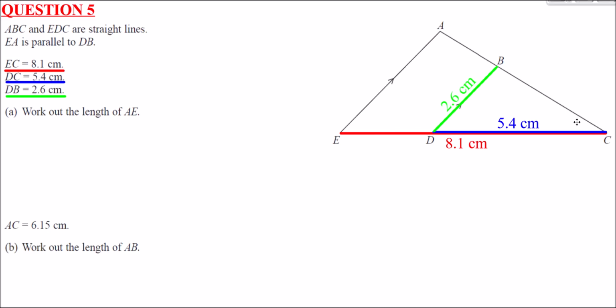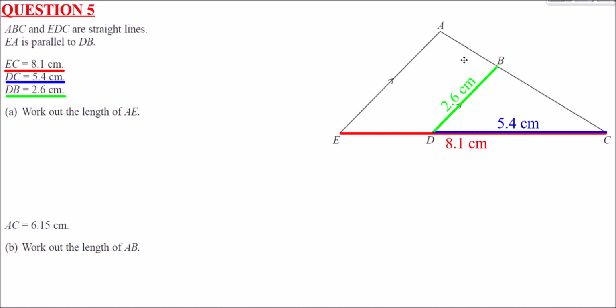Well, they both share this angle C in common, and because AE and BD are parallel, this angle at D will be the same as this one at E, and this angle at A will be the same as this angle at B, again because these two are parallel. So all three angles in the big and small triangle are going to be the same.